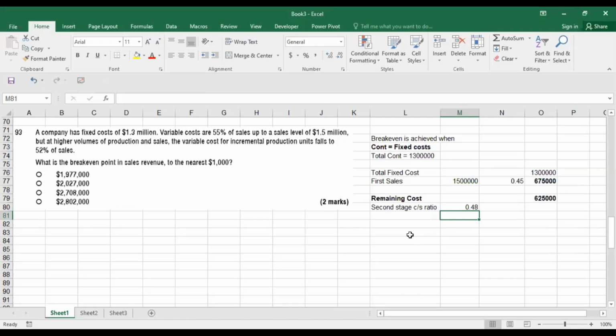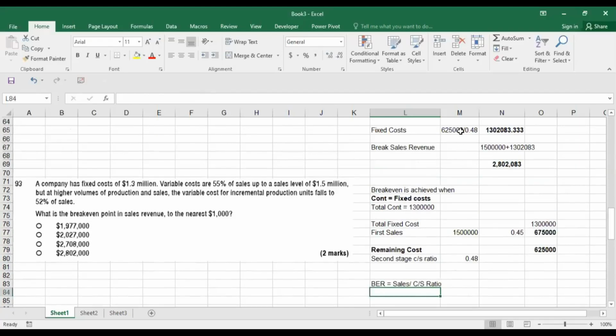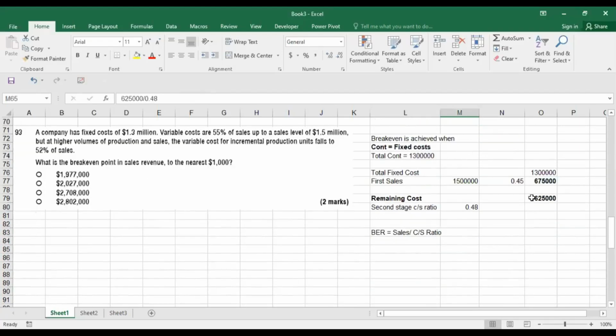So what was the formula? BER, if I go back to the formula, I'm just putting the break-even revenue formula here again, was equal to sales divided by your CS ratio. You can use this formula as well in your mind. If you do not understand why I divided this 625, it is because I need 625,000 of additional contribution.